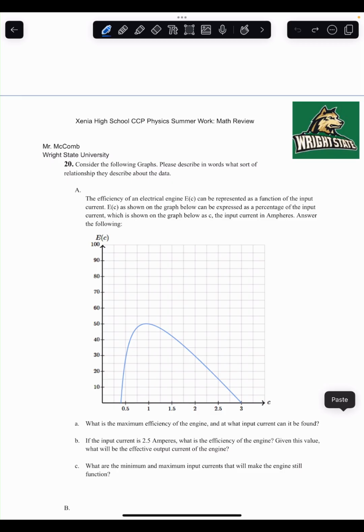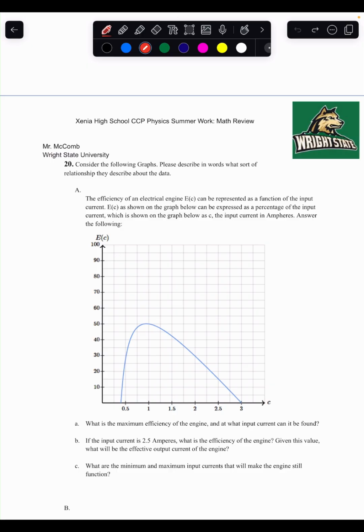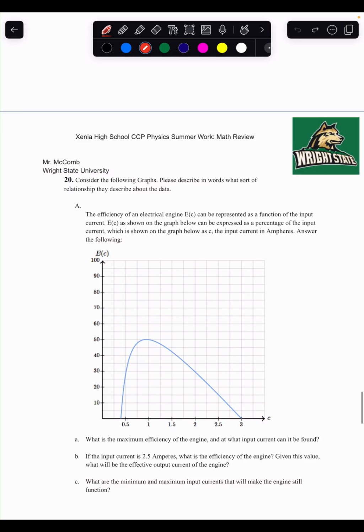This axis here, so we're dealing with an electrical engine, right? That engine, you obviously are going to put electricity into, and it's going to spin. So this is efficiency, right? The efficiency of the engine is going to be how much it spins. And then this axis here is going to be the amount of electricity put in, the current. This is a bit of a simplification, obviously, but it'll help us to get an idea of what's going on here.